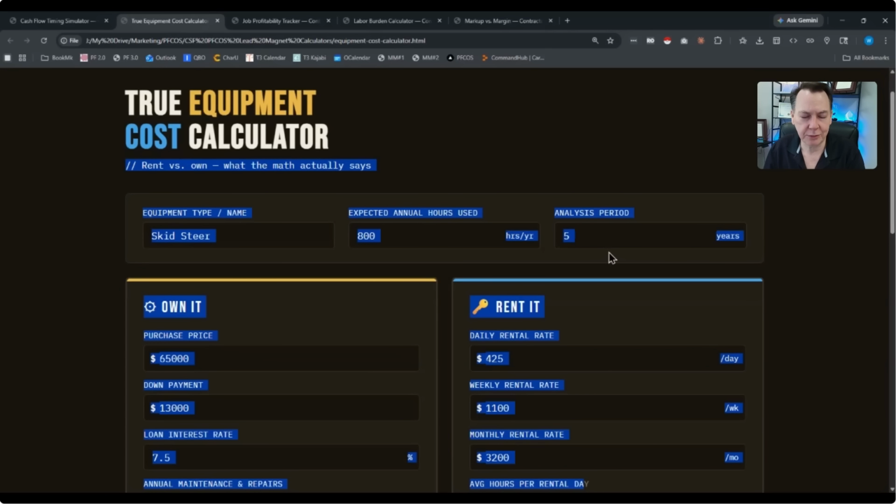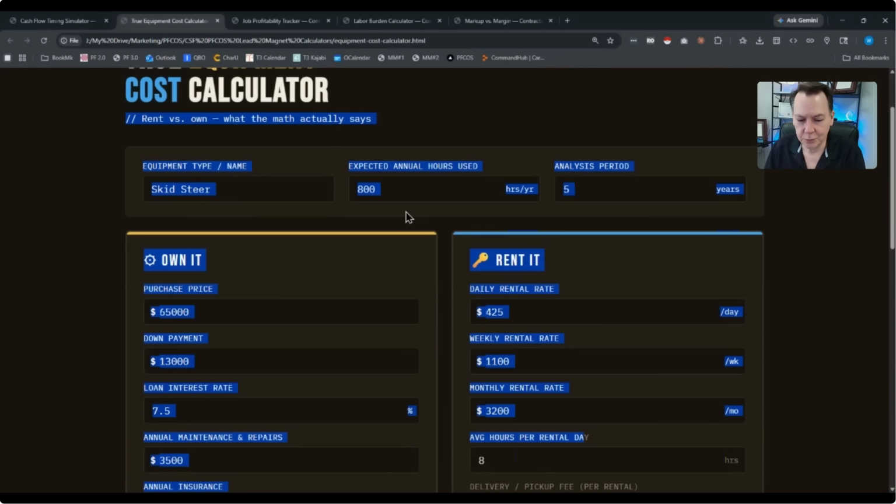Well, the labor burden rate calculator, maybe some people are self-performing. A lot of our people with heavy equipment, they're the biggest ones. If you got a bunch of trucks driving around, how much is that truck costing you? You may need that truck. You may not want to rent that truck. Let's just say you had a skid steer. Do you rent it versus own it?